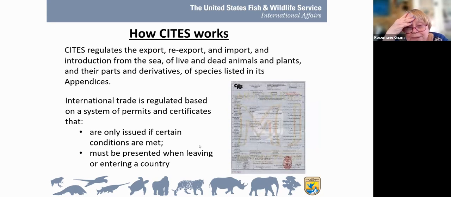And when those specimens leave the U.S., that permit is presented to our law enforcement, our fish and wildlife inspectors, who have the responsibility of clearing shipments, both entering and leaving the United States. And also, if you're trading with a CITES party, that permit needs to go to the other CITES party.